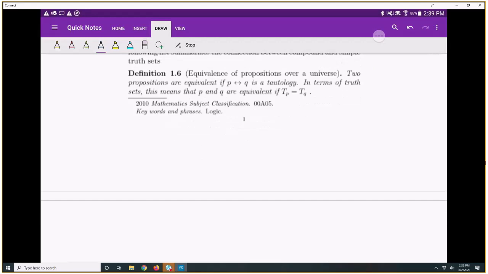One more definition. Two propositions are equivalent over a given universe if the biconditional P if and only if Q is a tautology. In terms of their truth sets, that means that P and Q are equivalent if the truth set of P is equal to the truth set of Q.